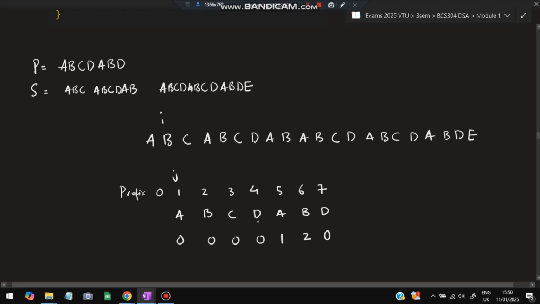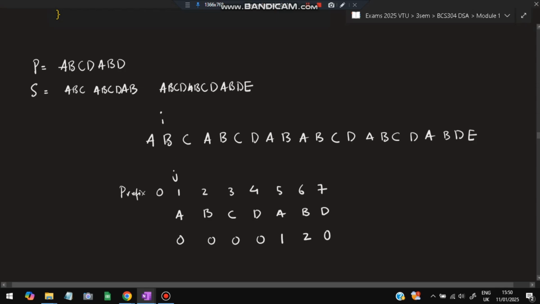D has come previously. Yes, D has come previously, but it is not the starting point. It should be the starting point, or else it should be continuous. If it had been A, B, D, at that time the D value would be written 3 here. But that's not the case because C is in between and D has come after that. We cannot take D as a separate thing. We have to write 0. Okay, this is called the prefix table. After you've written the prefix table, we'll be continuing.